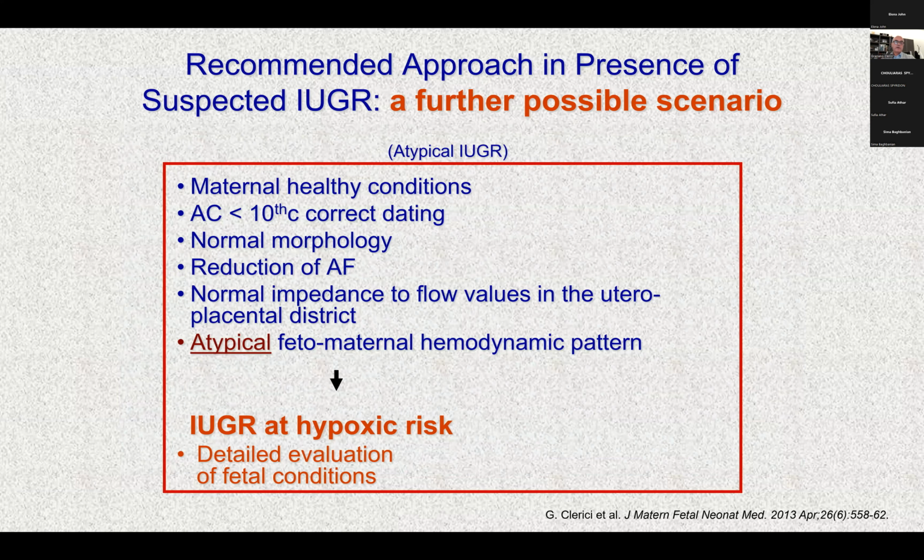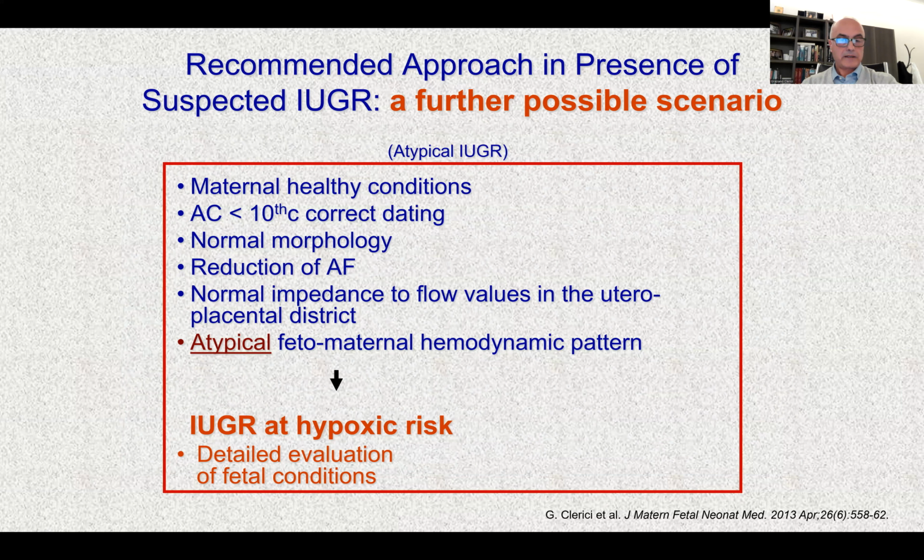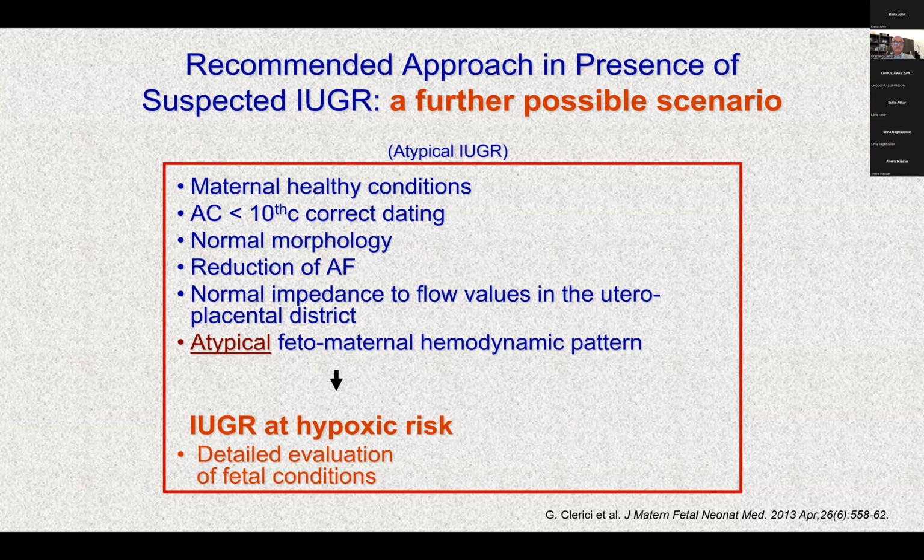As I showed you before, we may have another possible scenario that I called, in my publication in the Journal of Maternal Fetal Neonatal Medicine some years ago, atypical IUGR, that is characterized by maternal healthy condition with no hypertension, a reduction in fetal growth, so a small fetus with normal morphology, sometimes with very high reduction in amniotic fluid, and normal impedance in the uteroplacental district, which is one of the most important aspects that characterize this atypical IUGR.